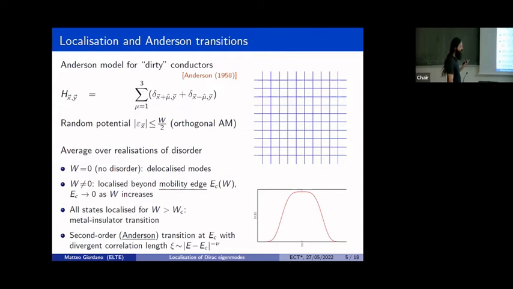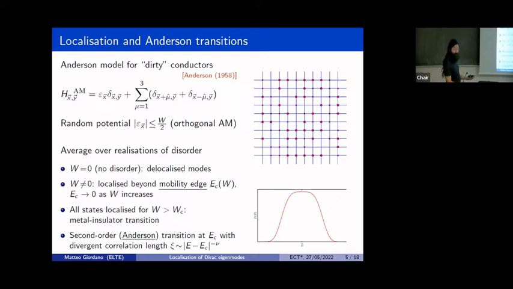Localization is by now a quite old topic. It dates back to the late 50s. And the paper that started the study of localization is the famous paper by Anderson, who was trying to mimic the behavior of electrons in dirty conductors, so in a metal with impurities. The simplest way to model this is to take the usual tight binding Hamiltonian, which is represented by this grid here, and supplement it with some random potential living on the sites of the crystal. The width of the distribution of this random potential measures the amount of disorder that you have in the system. The wider the distribution, the more impurities you have in the system.